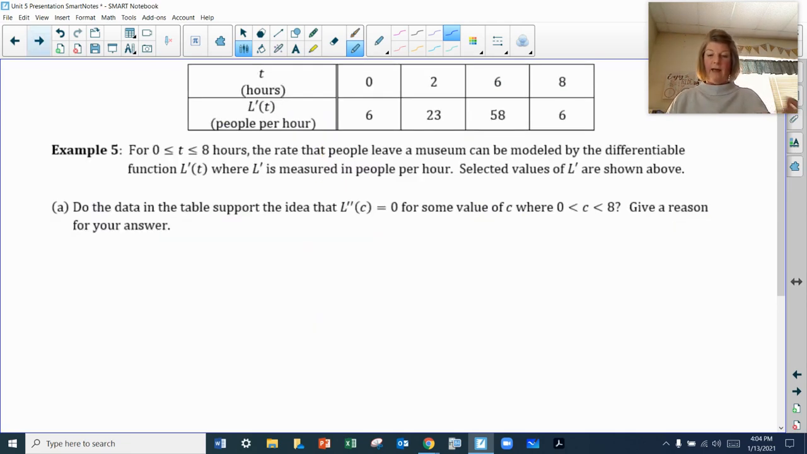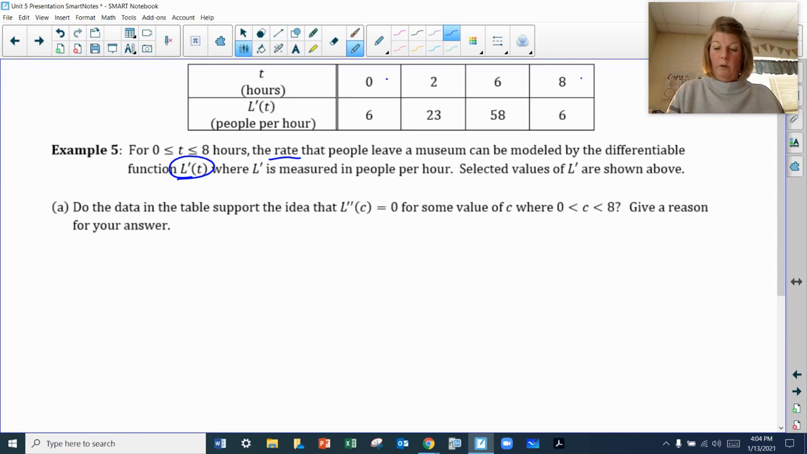Example 5, the hours 0 to 8. Notice those are our endpoints. The rate, okay, they're talking about rate. The rate that people leave a museum can be modeled by the differentiable function L prime. All right, makes sense. A rate and L prime, that matches up. Where L prime is measured in people per hour. Selected values of L prime are given in the tables. Do the data in the table support the idea that L double prime equals 0 for some value C on 0 to 8? Give a reason.